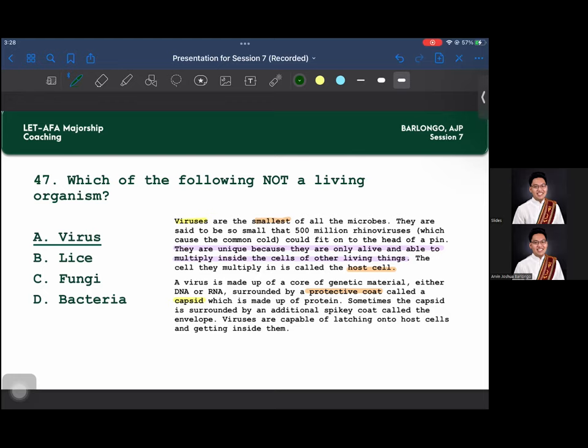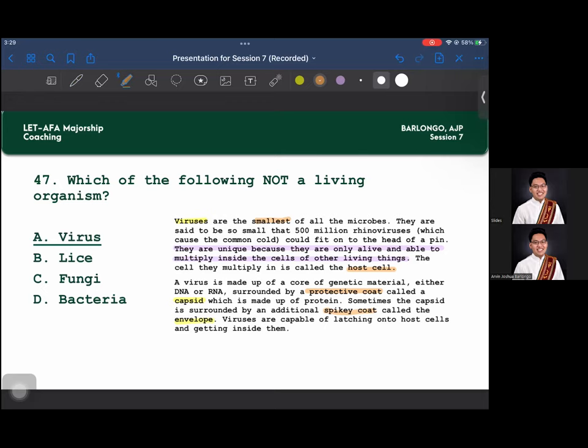A virus is made up of a core of genetic material, either DNA or RNA, and it is surrounded by a protective coat called a capsid, which is made up of protein. Sometimes the capsid is surrounded by an additional spiky coat called the envelope. So capsid, tas meron pang envelope. Yung envelope ay yung spiky coat. So may protective coat na capsid, and then in the cases of some viruses, meron silang spiky coat.